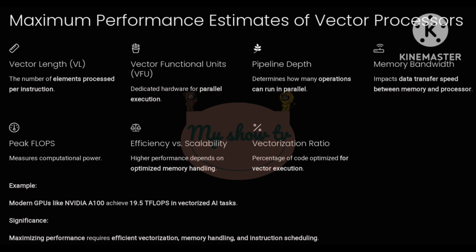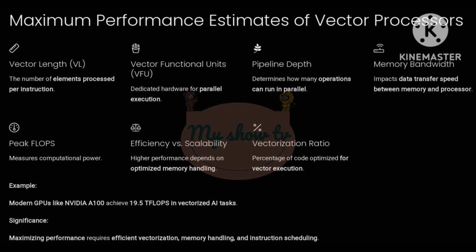5. Peak flops, floating point operations per second, measures the maximum computational capability of the processor, often used in scientific computing. 6. Efficiency versus scalability. Efficiency depends on how well the processor utilizes its available resources, while scalability refers to how well it can handle increasing workloads. 7. Vectorization ratio. This metric tells us how much of a given workload is optimized for vector processing instead of scalar execution.